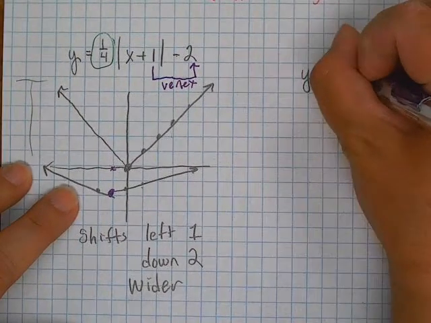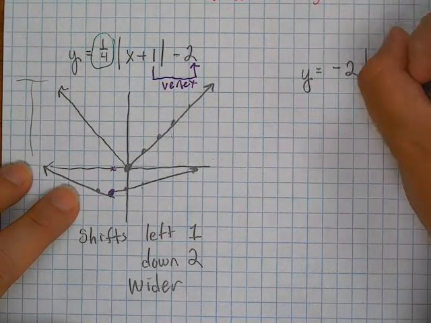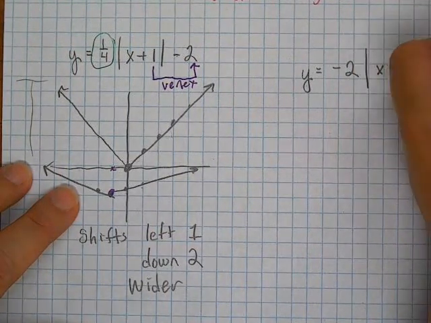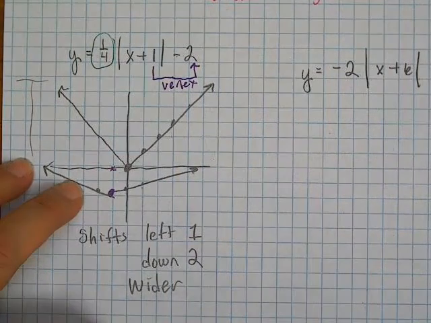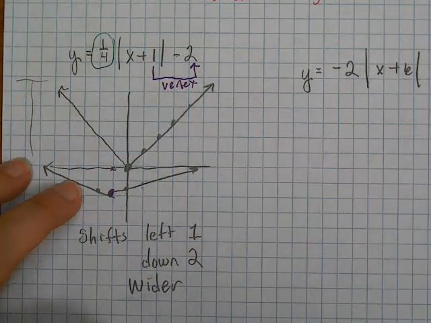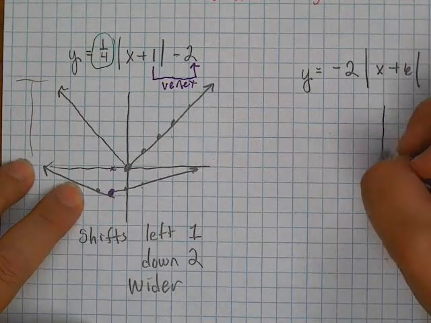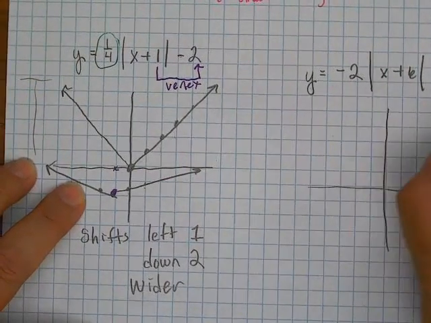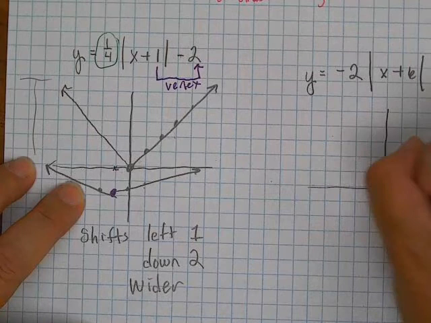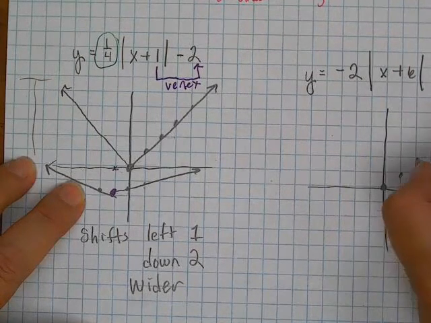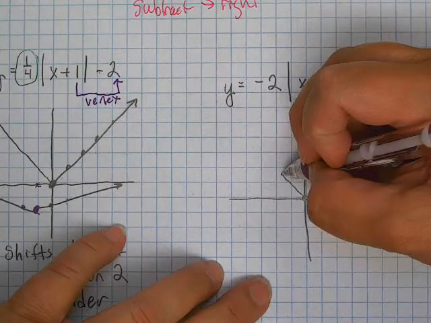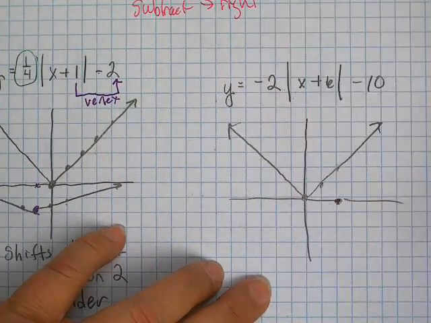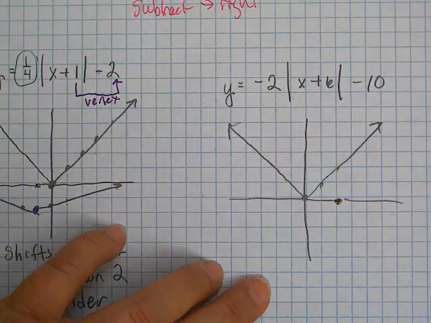y equals -2 absolute value of x plus 6, minus 10. So let's see if we can graph it. The parent function is going to look like this: 0, 0, and then 1, 1, 2, 2. So it kind of looks something like this. It goes through all the points where y and x are equal. But this one's going to be different.